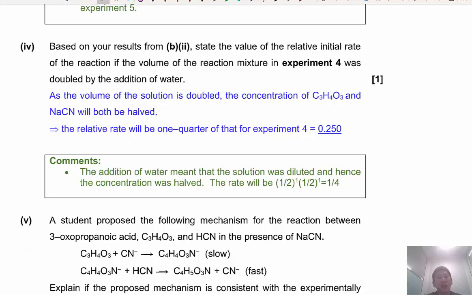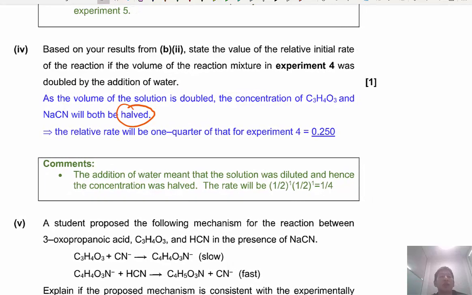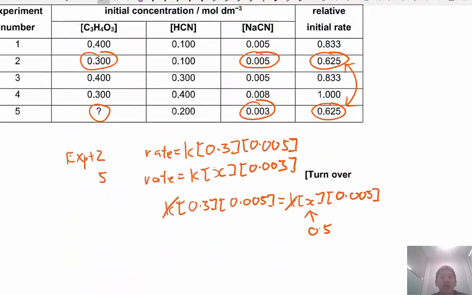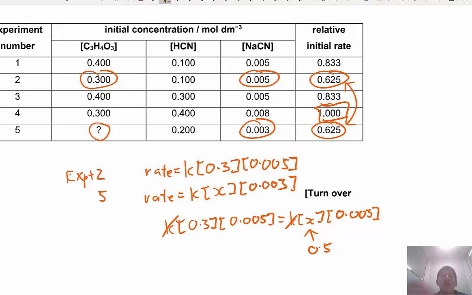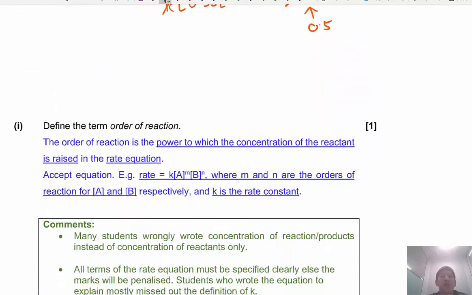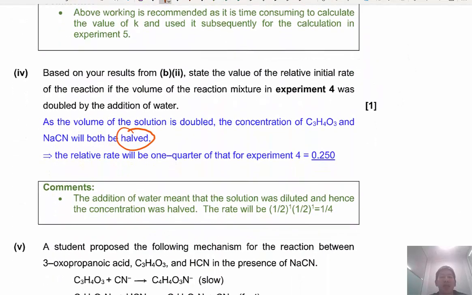Based on the results from B part 2, state the value of the relative initial rate if the volume of the reaction mixture was doubled by the addition of water. If the volume was doubled, you add water, the concentration of both will be halved. So the relative rate, half times half, will be 1/4. Experiment 4 initially was 1, so it's decreased 4 times, it will become 0.25, and that is the answer we obtain.